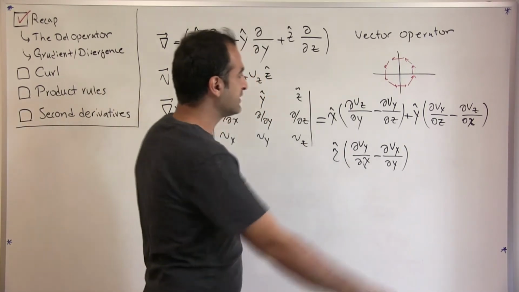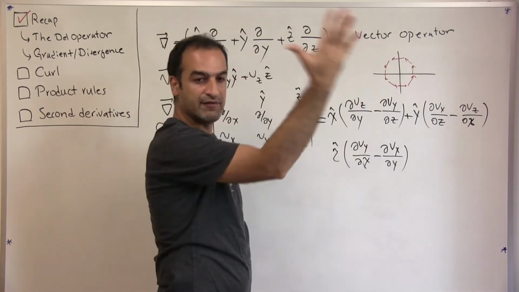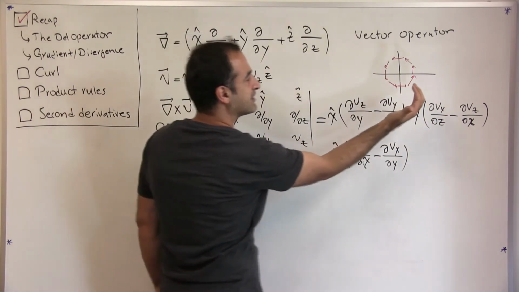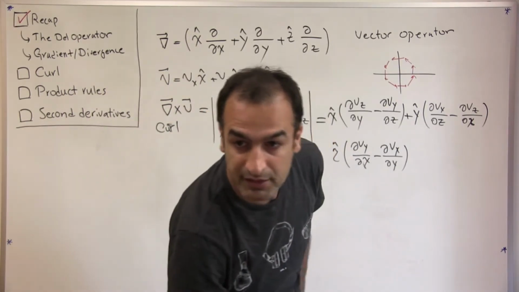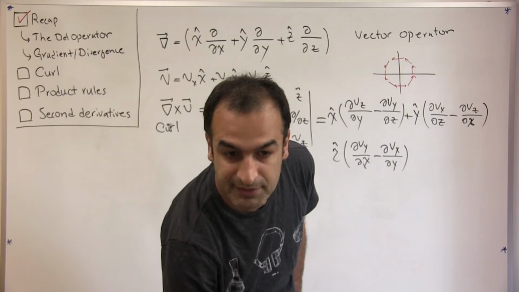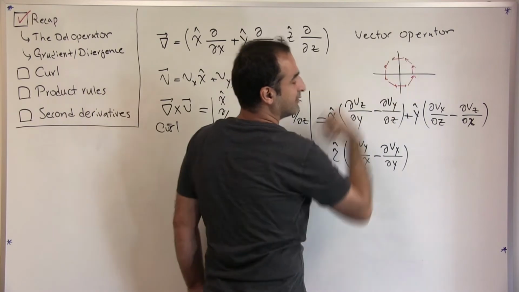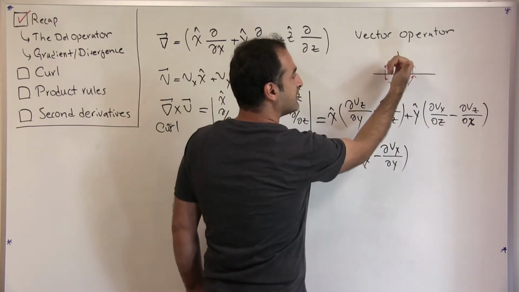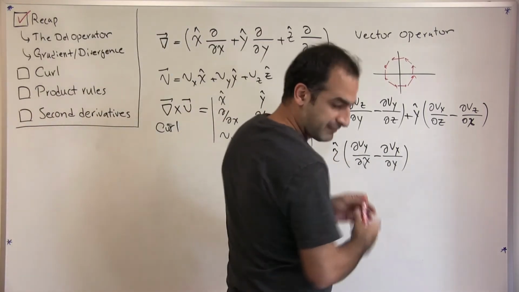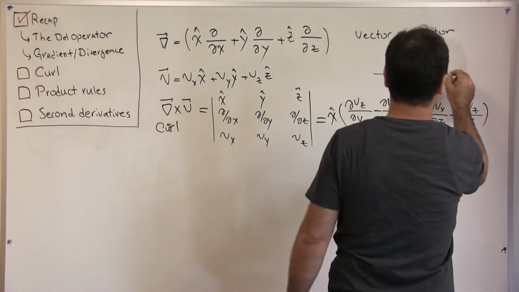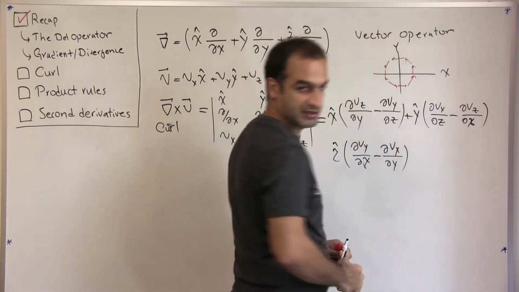If you look at this, I showed a vector field that is swirling around this way. If I use my right-hand rule and put my fingers in the direction of the swirl, my thumb is going to show the direction of the curl vector. So in this case, let's say this is X direction and this is Y direction, the curl of this field is going to be in Z direction.